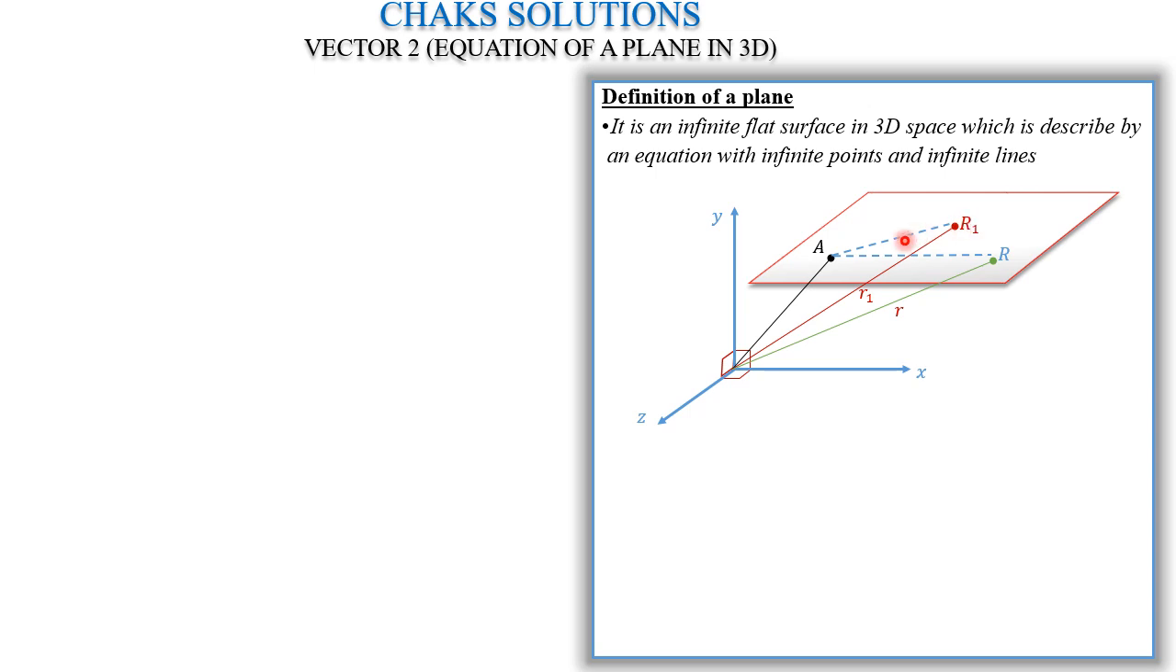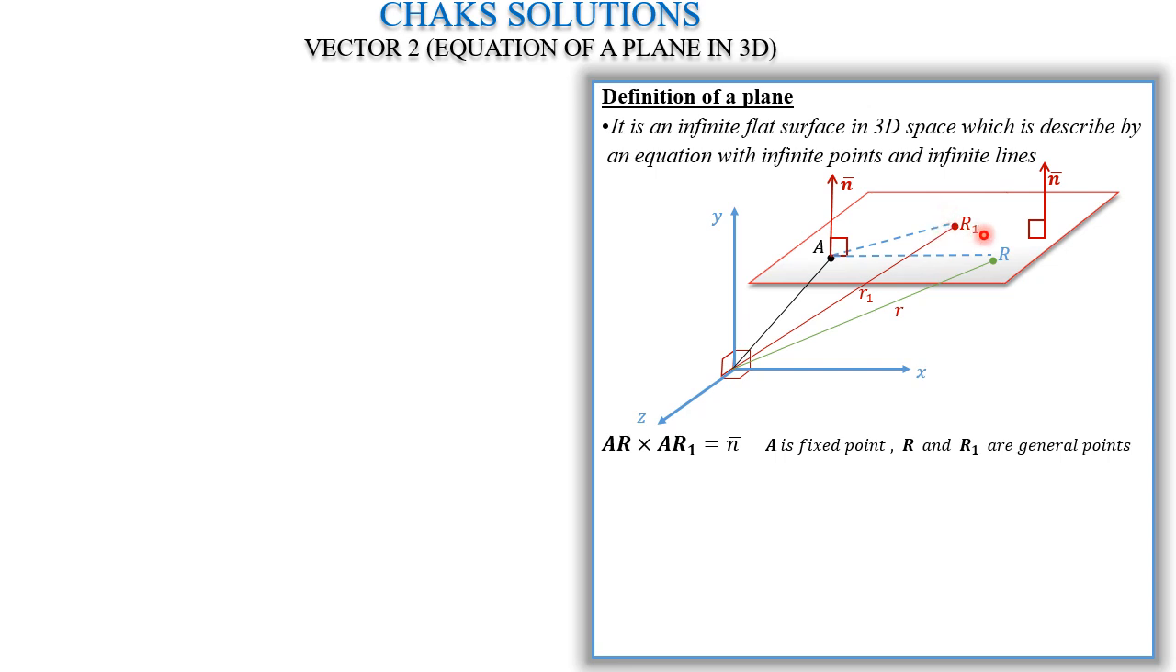So you can see now we have two vectors that can also be lines. We have AR and AR1, and also I have a point that is in the plane. By vector cross product, we know that the cross of AR and AR1 will give us the normal vector. The normal vector is going to be perpendicular to the plane.